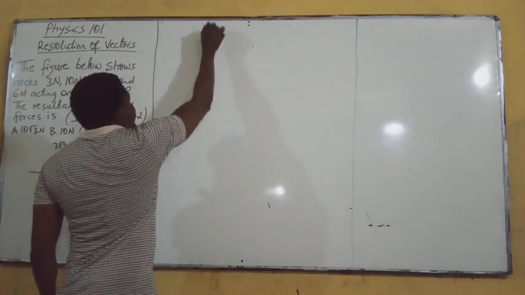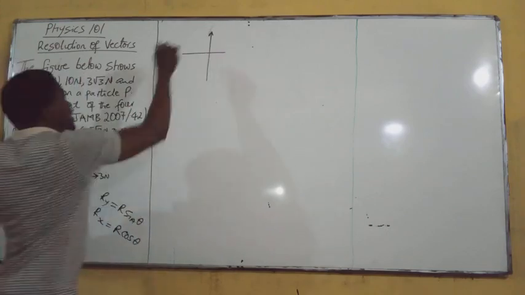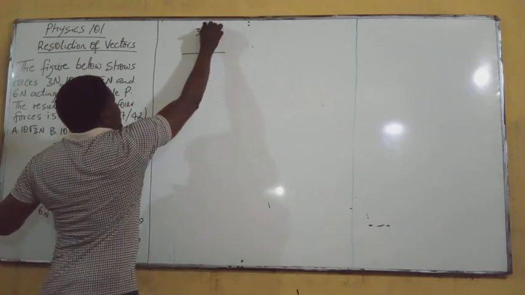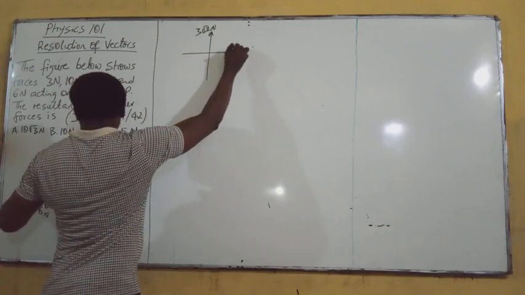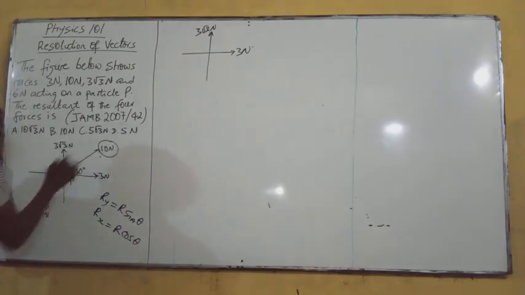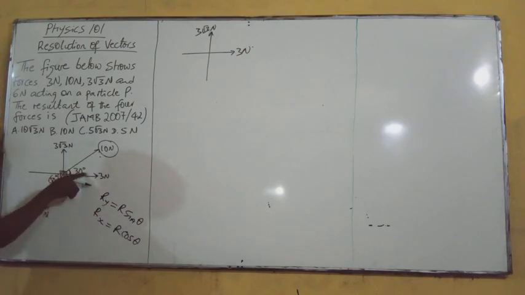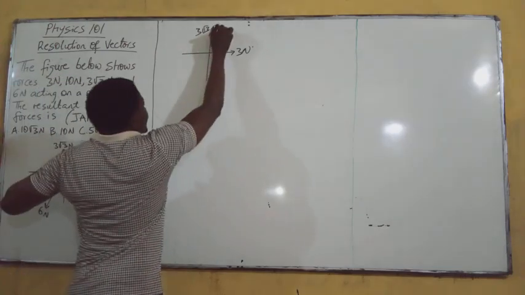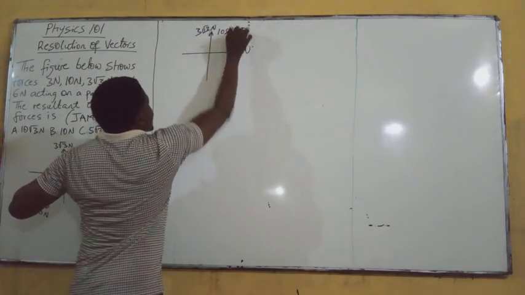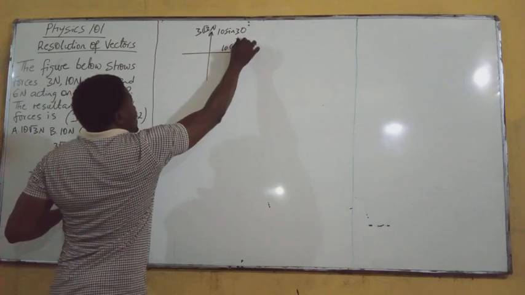So the new diagram will be like this, where we have the already vertical force there, 3 root 3 Newton. Then we have the horizontal force here, 3 Newton. Now, we are going to resolve this 10 Newton force vector into its vertical and horizontal components. The vertical is R sine theta. Remember, theta is the angle it makes with the horizontal. So the 10 Newton will become 10 sine 30. Into the horizontal, it becomes 10 cos 30.